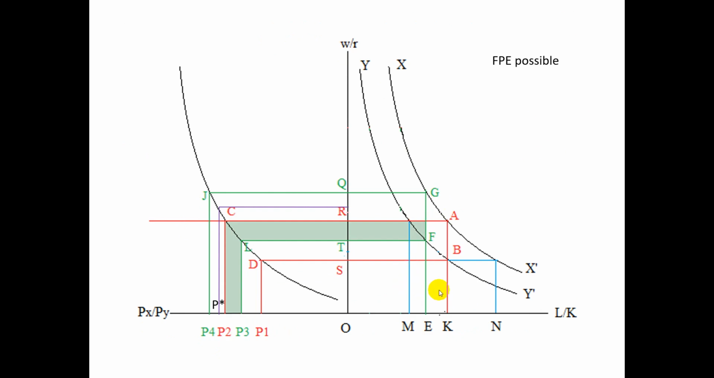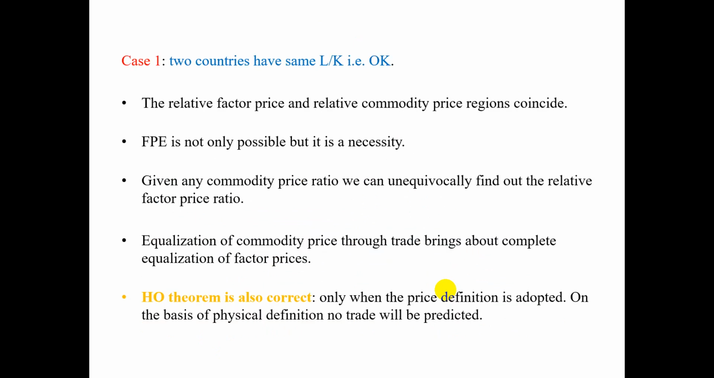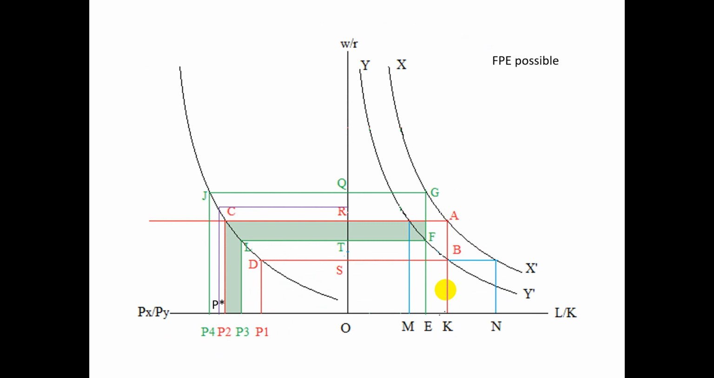So it is like somewhere here. So if we consider this assumption, then country A is relatively more labor abundant than country B. Okay. Now, so that is on the basis of the physical definition. So let us now see what about the factor price ratio range for country A. So just follow the red line.